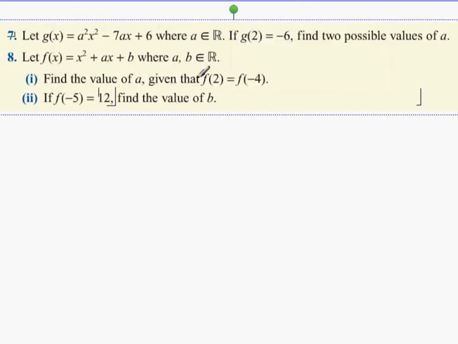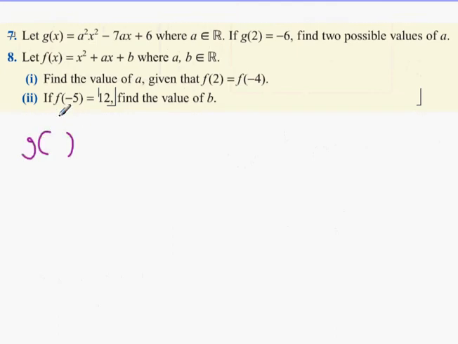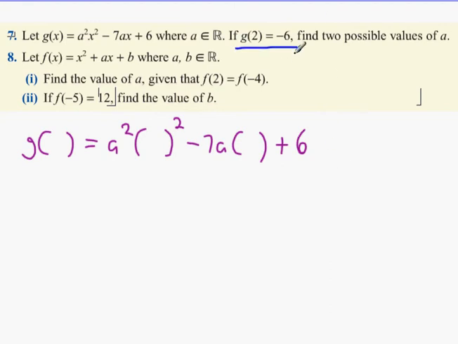Now, question 7 has a function g. And what I want you to do is, g of whatever's beside the g, it wants you to have a squared, then multiply whatever is beside the g squared, then take away 7a multiplied by whatever is beside the g, and then add on a 6. Now, what then comes across says g of 2 equals minus 6. So we can say that a is 2 squared, minus 7a times 2, plus 6 equals minus 6.